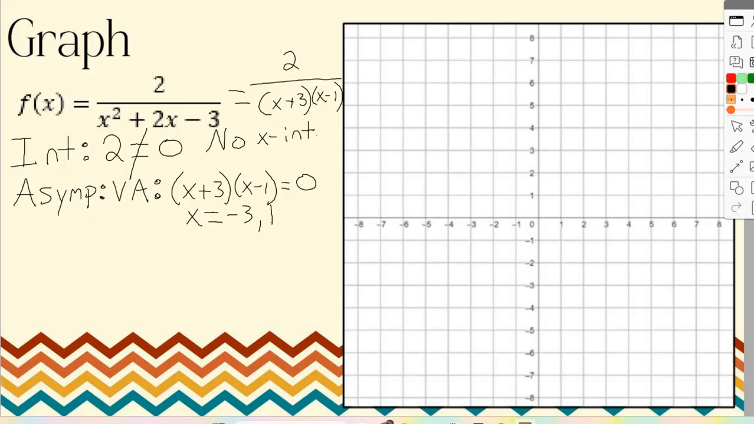And then we also have our horizontal asymptotes. So remember, this is the one where we need to look at the degree of the top and the degree of the bottom. So what is the degree of the top? 0, because I don't have any x's. What's the degree of the bottom? 2. So our degree of the top is smaller than the degree of the bottom, so we're looking at case 1.